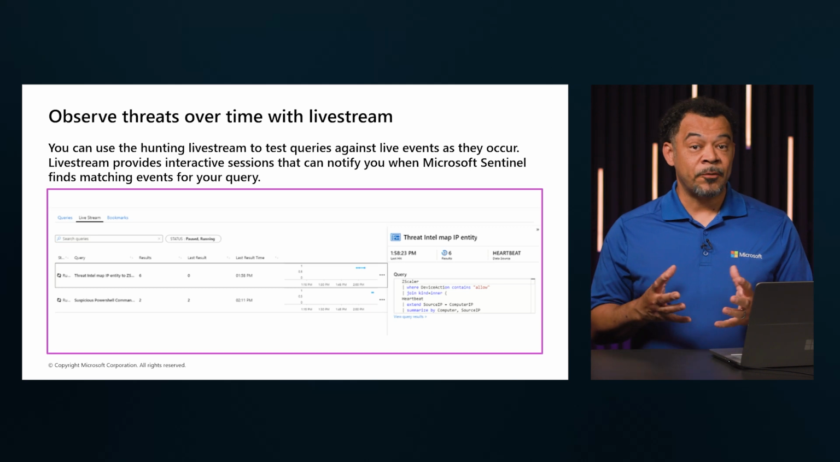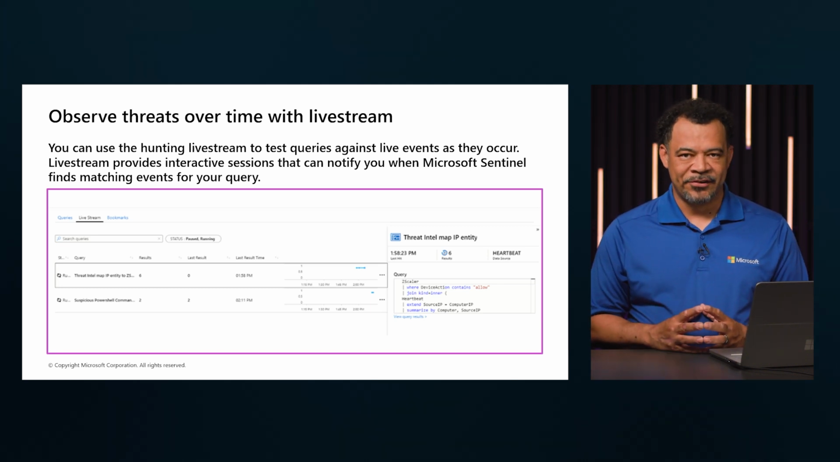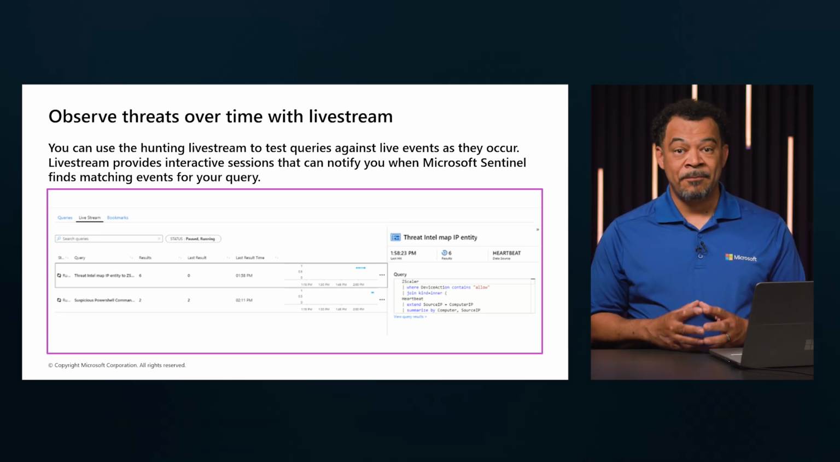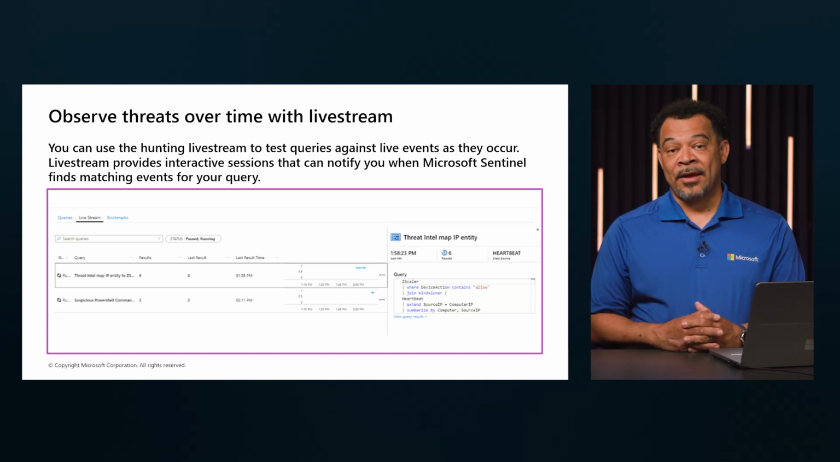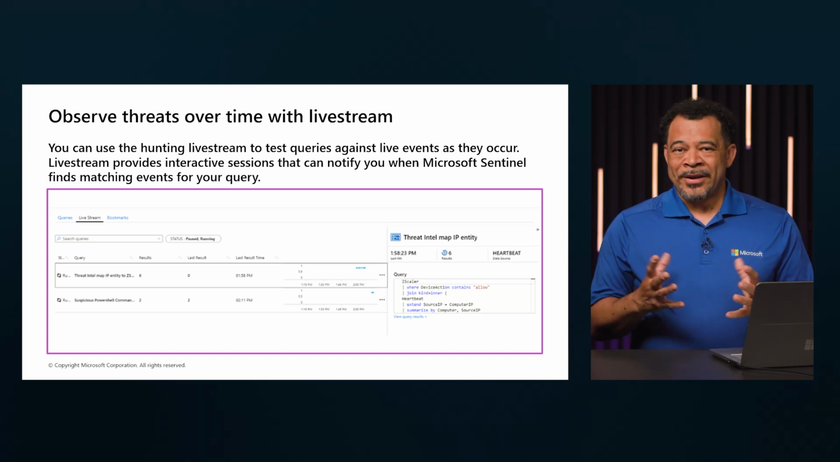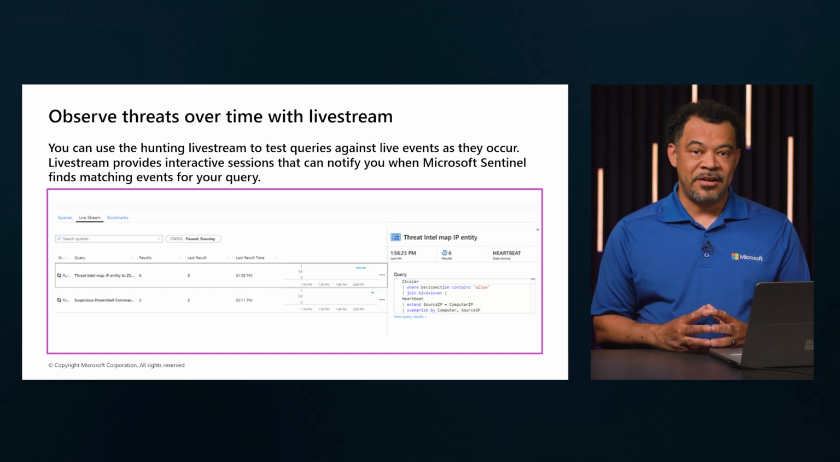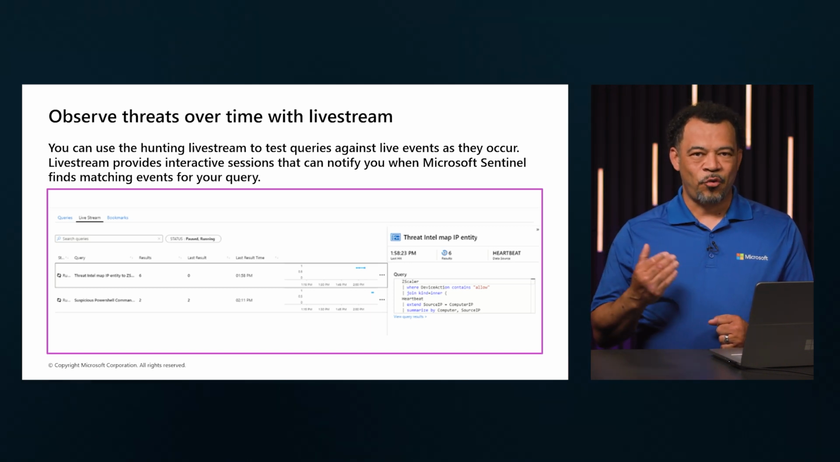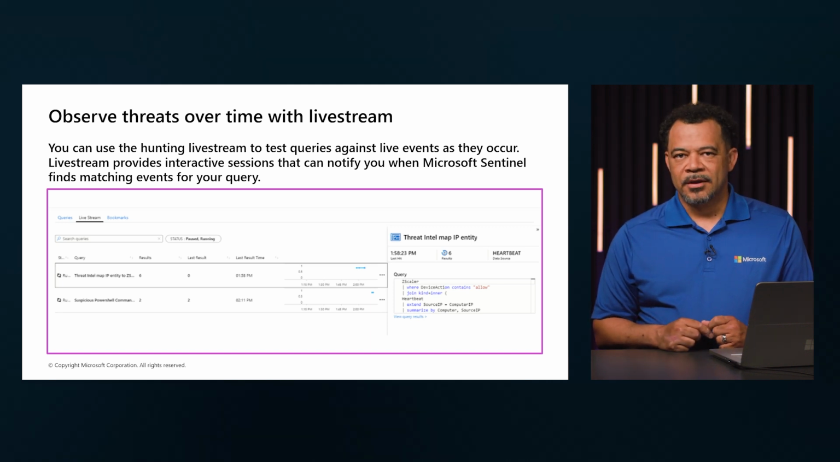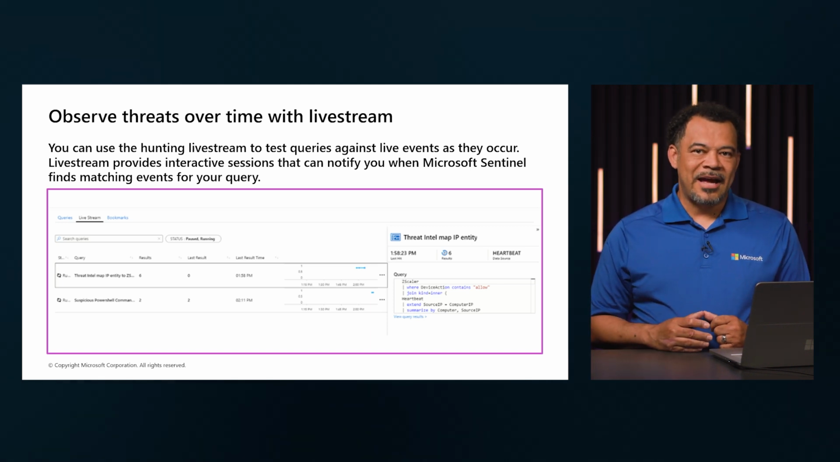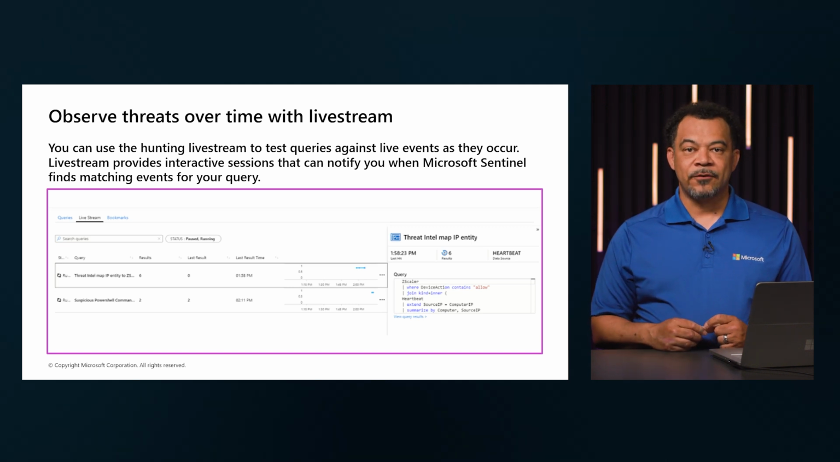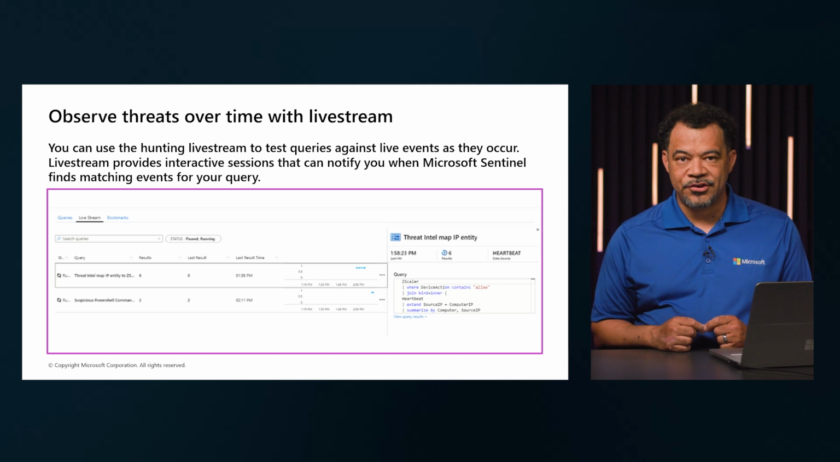You can manage multiple Livestream sessions simultaneously, each showing the number of matches and the time of the last result. To enable a Livestream, start by launching the Hunting Livestream feature in Microsoft Sentinel to test queries against real-time event data. As events occur, Livestream sessions actively monitor for matches and notify you when results align with your query logic.